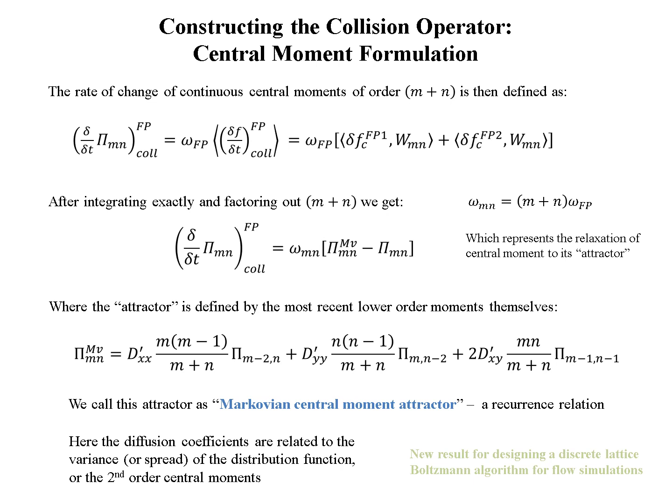Then we define the rate of change of continuous central moments due to collision by taking the inner product of the Fokker-Planck equation with the central moment weights, and after integrating exactly term by term, we get a relationship that represents the relaxation of central moments toward an equilibrium state, where the equilibrium state, as shown in the equation at the bottom, is a function of the lower order central moments themselves. And then we take a step further and say the diffusion coefficient is related to the variance, or the spread, of the distribution function, which are also second order central moments.